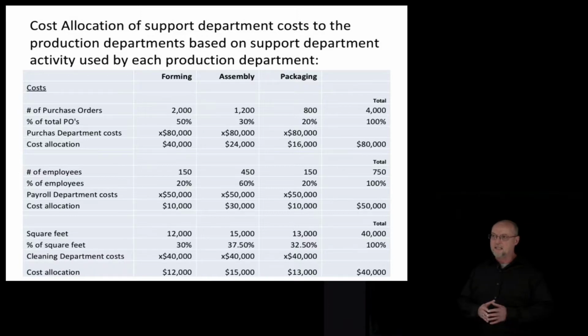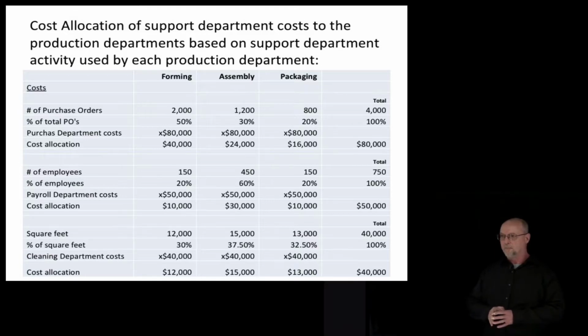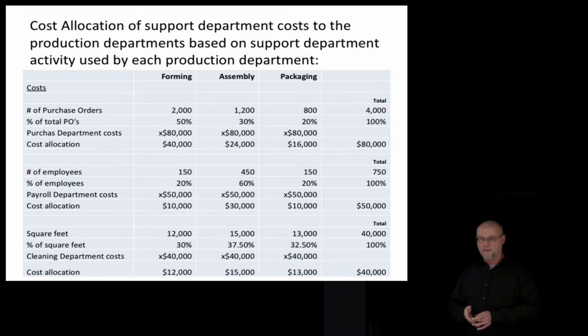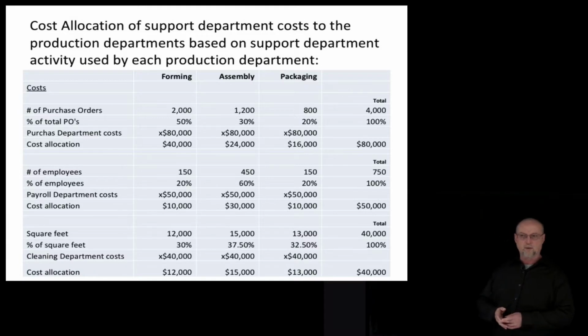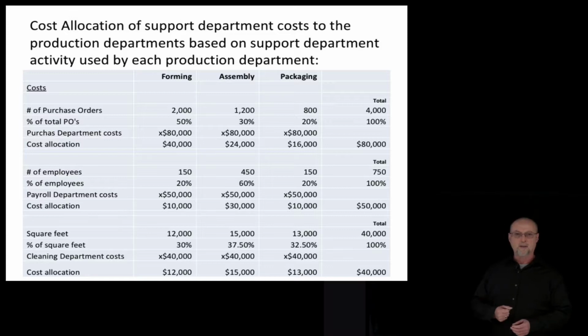We do the exact same thing for the other two departments. Forming has 150 employees, which is 20% of the total employees of 750. The payroll department had $50,000 of costs. 20% of that goes to forming, which is $10,000. Assembly has the most employees, 450, which is 60% of all the employees. So the $50,000 of payroll costs, 60% or $30,000 goes to the assembly department.